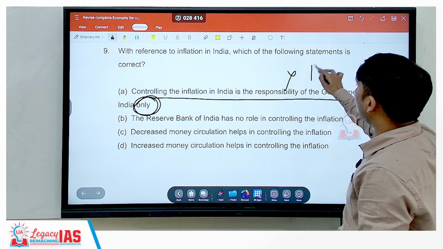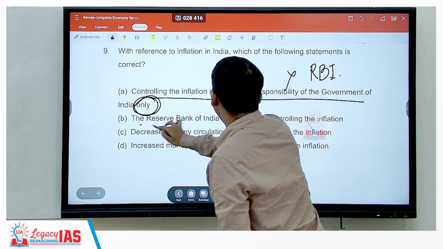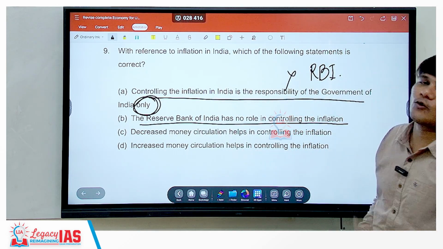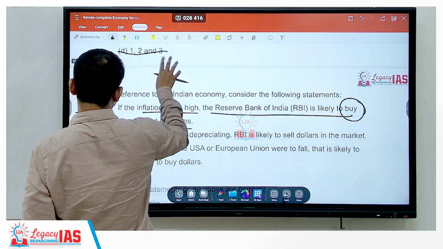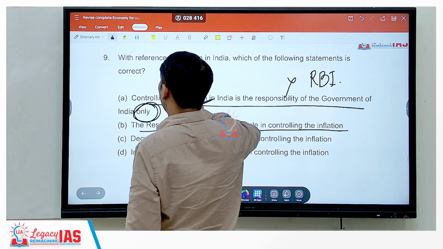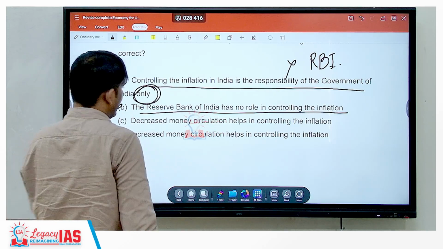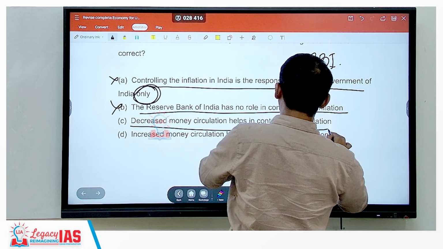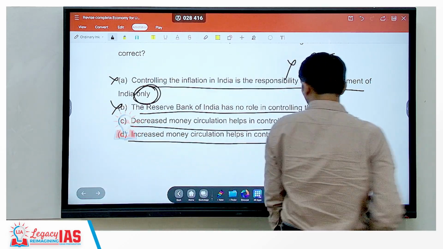No, rather it's the responsibility of the RBI. The Reserve Bank of India has no role in controlling inflation? No, rather it has been given the role to control inflation. So this is wrong. Decreased money circulation helps in controlling inflation. Increased money circulation helps in controlling inflation.